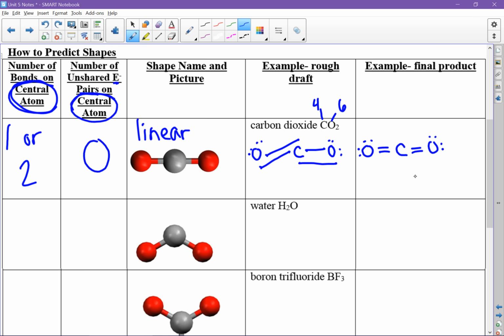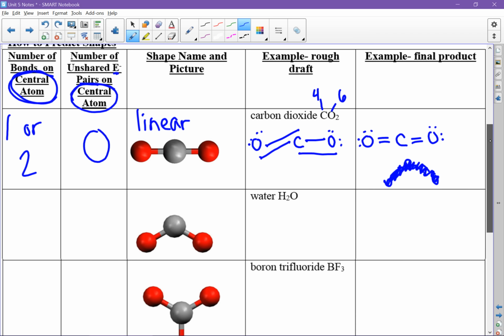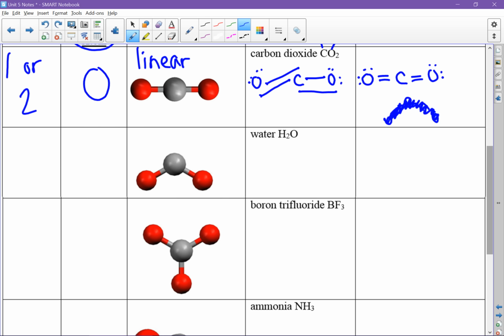Okay? What you may not do is draw things like this, because that's bent. That no longer looks like a straight line. So if you draw it like that, I'm going to think you don't know what's going on. So make sure that if you decide it is a linear shape, that it looks like a line. But that's not the only possibility.